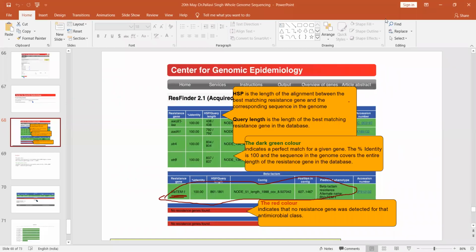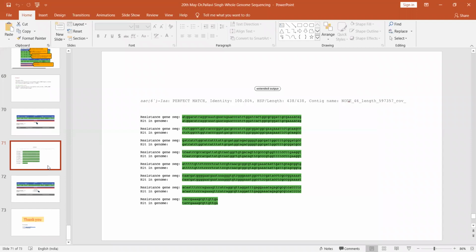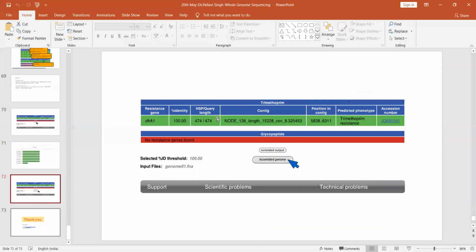Let me clear the screen. So if you see the extended output, you will see the resistance gene sequence from the database has been mapped to my hit. And by the dark green sequences, HSP length and percentage identity, I am able to find out what all resistance genes are present in my unknown query.